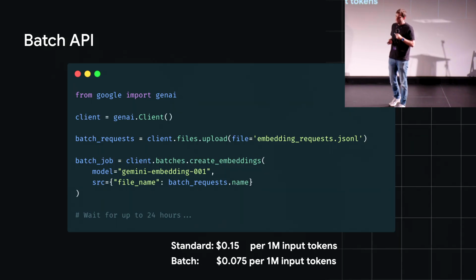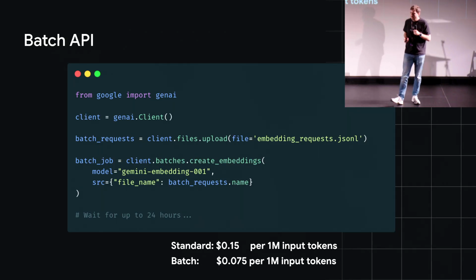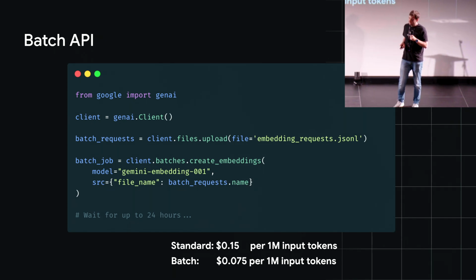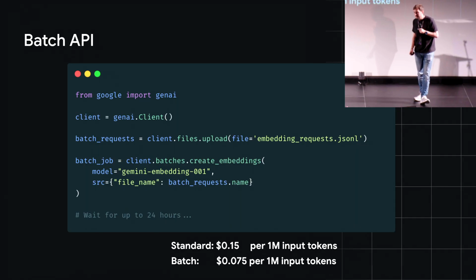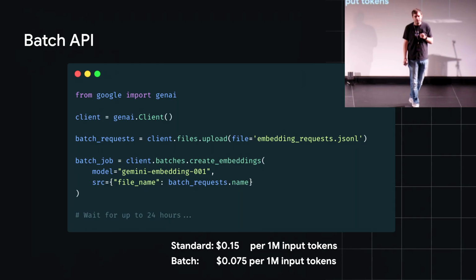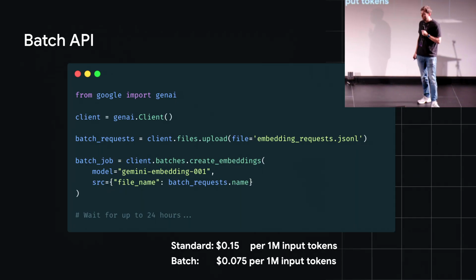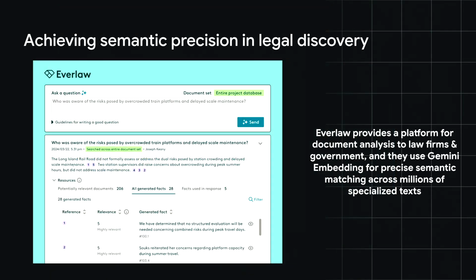So here's the comparison of the standard way. There it costs 15 cents per 1 million input tokens, and if you use the batch API, it's only 7.5 cents per 1 million input tokens. So I think this is one of the cheapest ones you will get right now on the market. And yeah, it's a nice thing to know. And then, yeah, this is basically all I want to show about Gemini Embedding.